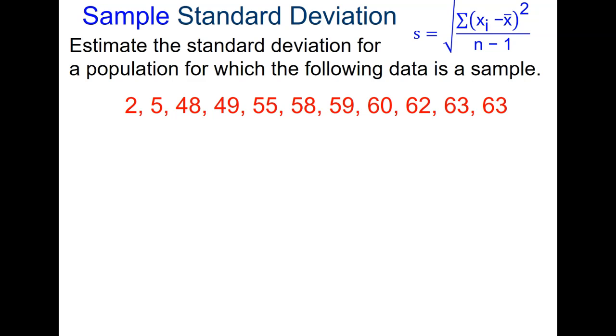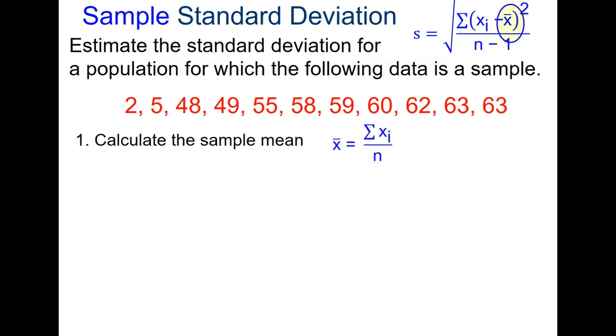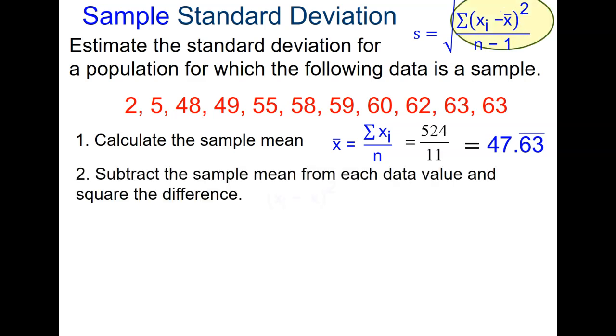We've looked at this set before. So here's our data set. So what we have to do is add all of those together and divide by the number that we have. 524 divided by 11. We get an average of 47.63.